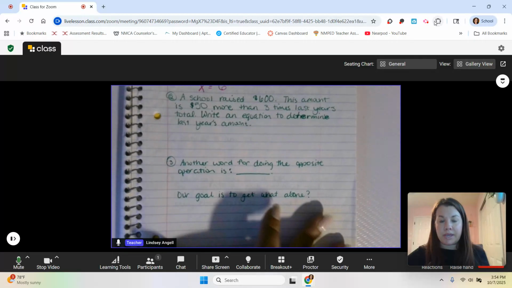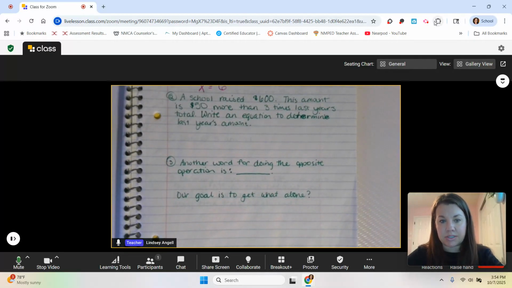Number 2, a school raised $600. This amount is $50 more than 3 times last year's total. Write an equation to determine last year's amount. So in this one, they're just asking you to write an equation based on this word problem. We know the total amount that they earned. They earned, or raised, $600.